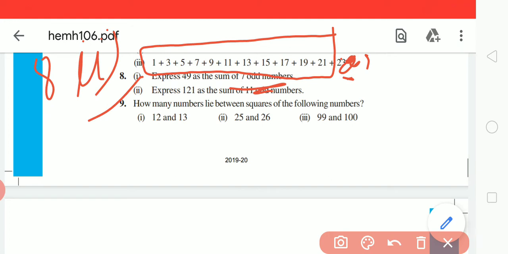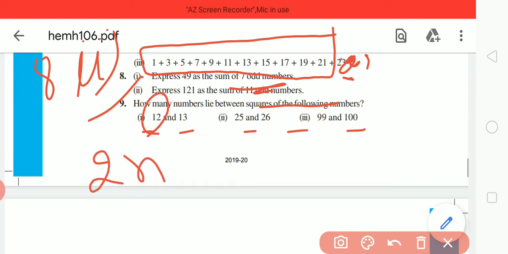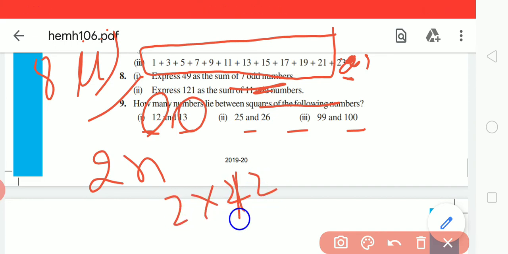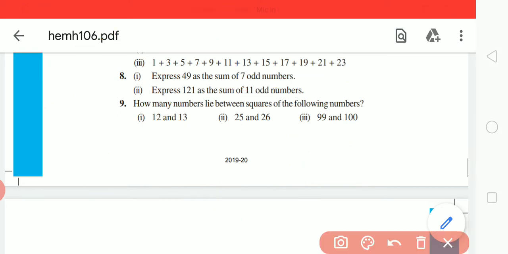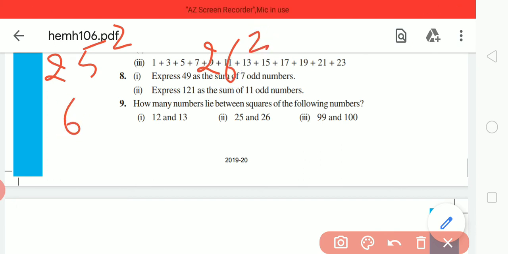How many numbers lie between the squares of the following? You see these are consecutive numbers. So 2n is the answer. Here n is 12, n plus 1 is 13. So 2n is 2 into 12, sorry, this is 24. So 24 numbers lie between the squares of 12 and 13. So see here 25 and 26 we have given. So you want to find out the numbers that lie between 25 square and 26 square. 25 square is 625, 26 square is 676, right?